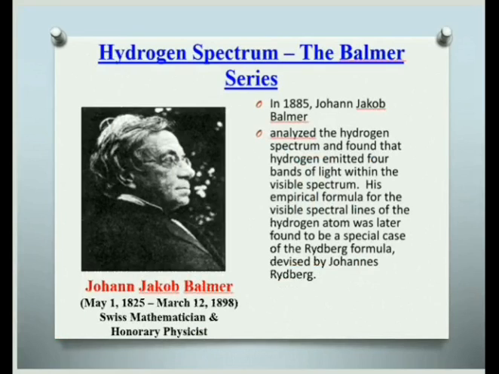In 1885, John Jacob Balmer analyzed the hydrogen spectrum and found that hydrogen emitted 4 bands of light within the visible spectrum. His empirical formula for the visible spectral lines of the hydrogen atom was later found to be a special case of the Rydberg formula devised by Johannes Rydberg.